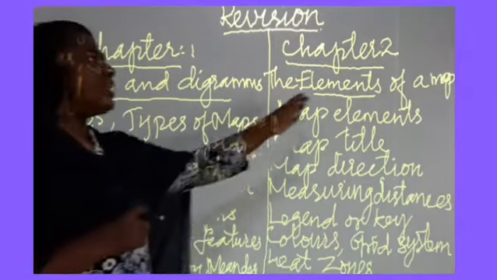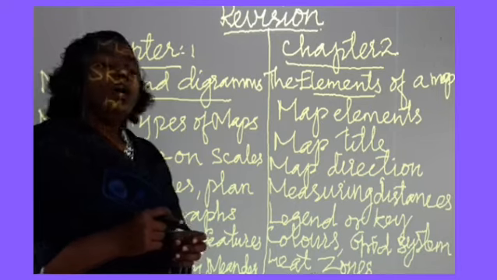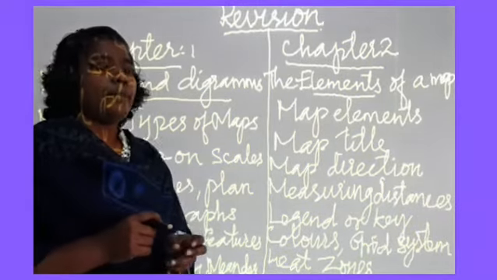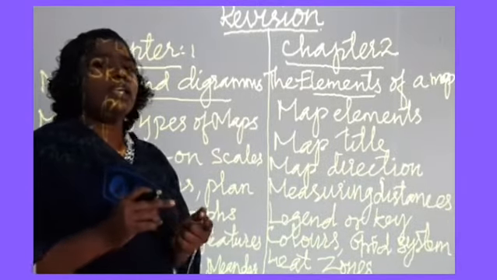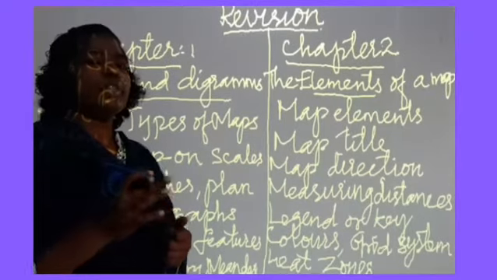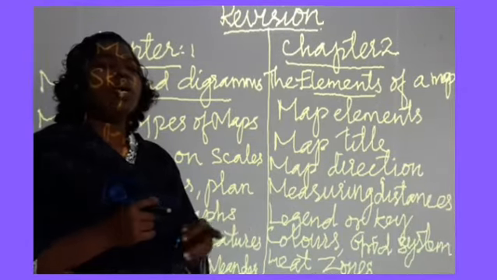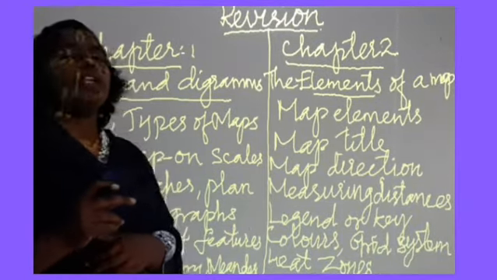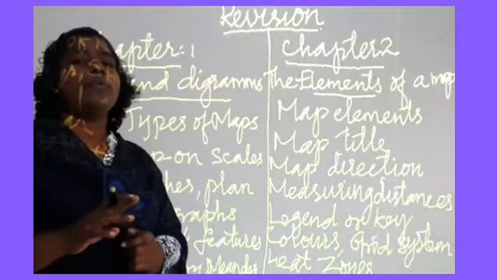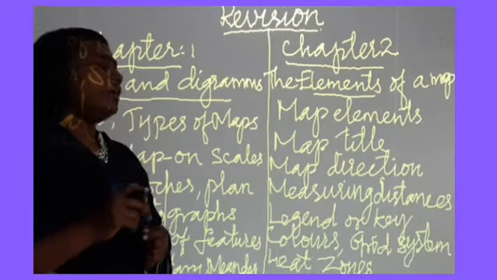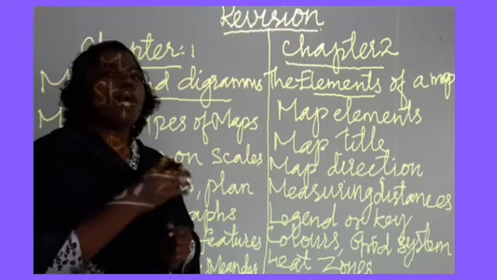And when we see the elements of a map, there are different elements. What are the different elements of the map? The scale, title, legend or key, symbols and the grid system are some of the elements of a map. And what does the map title depict? The map title shows the topic of the map, given at the top of the map. So the title expresses what type of map it is.